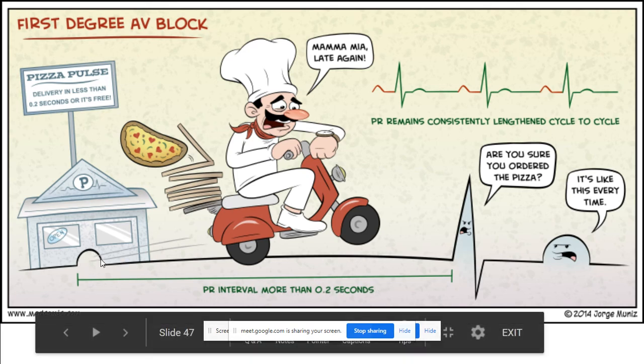So here's your P wave and then your QRS. It just took too long to get there. That's all.